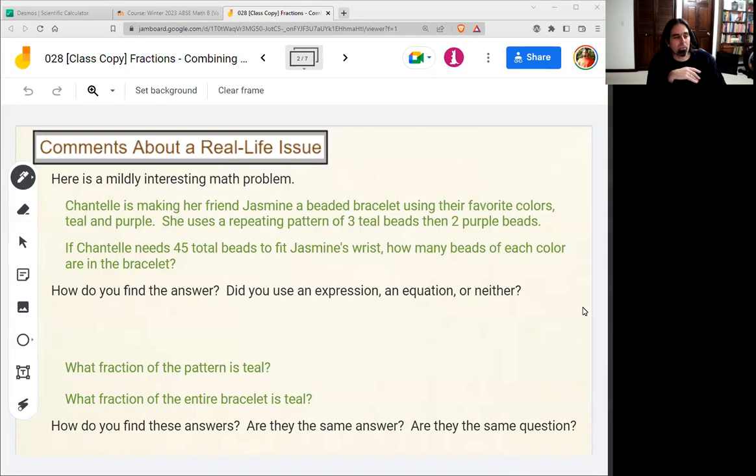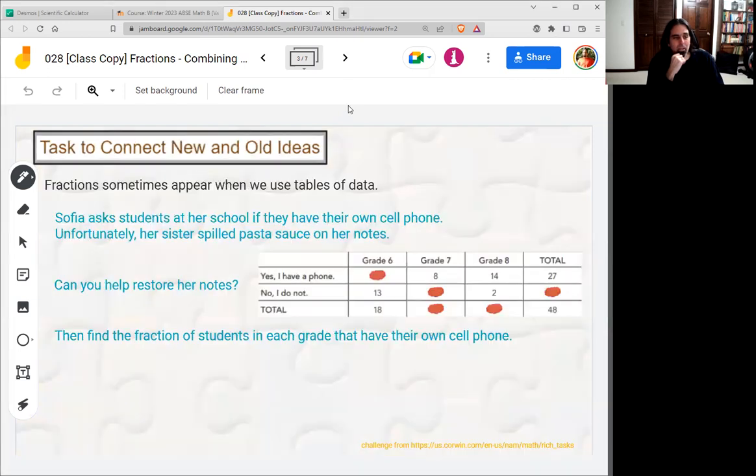Next to the doodle, we're saving this page as a warm-up problem, but we are looking at this one next. Sophia asked students at her school if they have their own cell phone. Unfortunately, her sister spills pasta sauce in conveniently small circles, making a puzzle for us. What numbers are under each of these red dots?